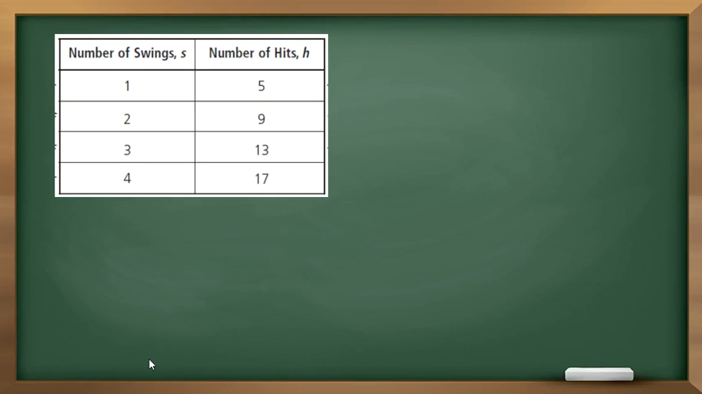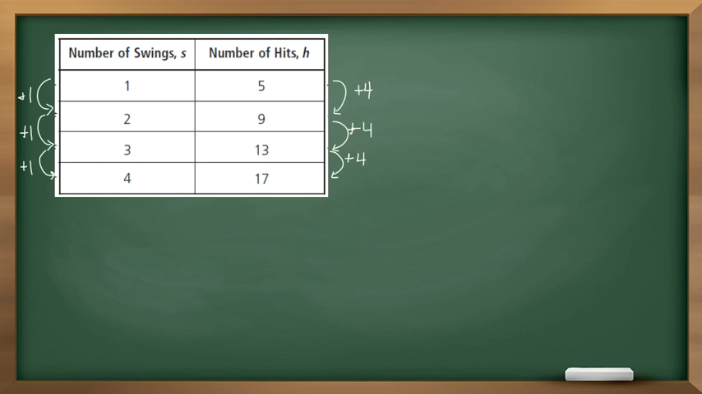So we have number of swings, and that's 1, 2, 3, 4, and so that seems to be increasing by 1 each time. And then number of hits is 5, 9, 13, 17, so that's increasing by 4 each time. And so when we're trying to write an equation here, knowing these patterns helps us.